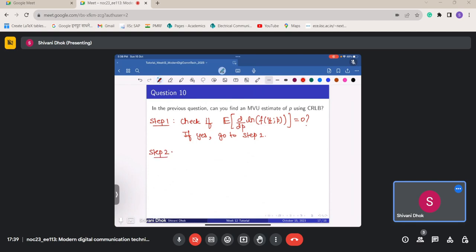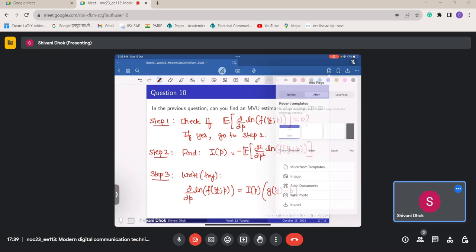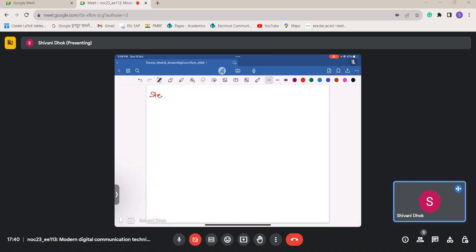In step 2, find I of P, which is equal to minus of expectation of del 2 by del P square log of f of y given P. And in step 3, write, or rather try, del by del P of log of f of y given P as I of P multiplied by g of y minus P. Okay, so these are the three things that we need to do. So let's start with step 1.